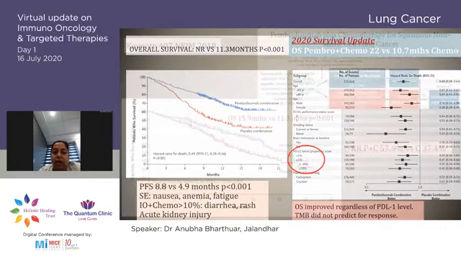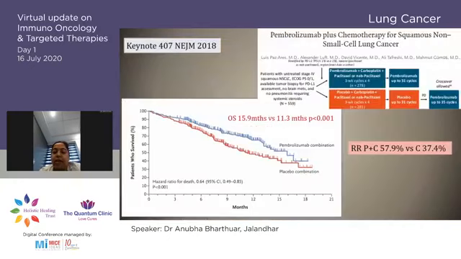KEYNOTE-407 looked at pembrolizumab plus chemotherapy for the squamous non-small cell lung cancer, and in this trial too, we find that there was a significant improvement in overall survival for the combination of pembro plus chemotherapy. So both for non-squamous and squamous non-small cell lung cancer, the combination of pembrolizumab plus chemotherapy is a valid option. The response rates are also higher. In this trial too, the response rate was almost 60% with the combo compared to 37% with chemotherapy alone. Next slide, please.